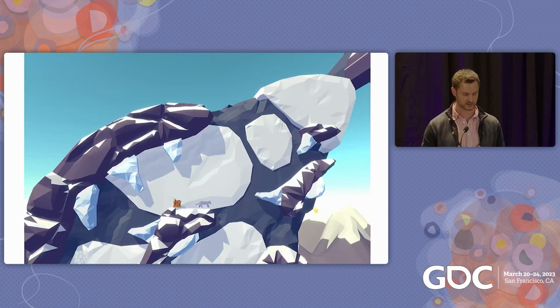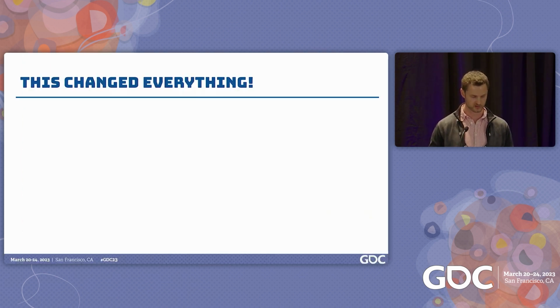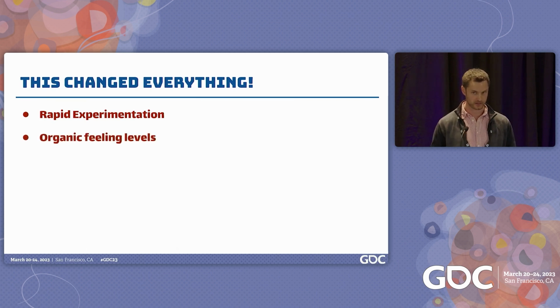This was a massive improvement, and with a bit of lighting and some post-processing, the levels now, to me, looked good enough for production. This changed everything, basically. It allowed me to rapidly experiment and try lots of ideas out. It allowed me to create more organic feeling levels. And it also allowed me to create more variety in the obstacles, because I had a lot of falling rocks and things like that, which I could now custom build the shapes for, which was a huge improvement.